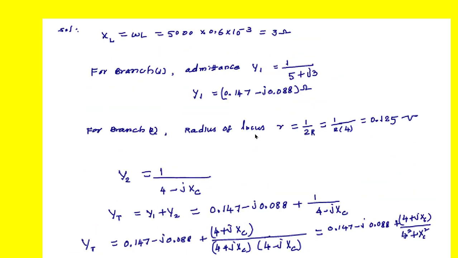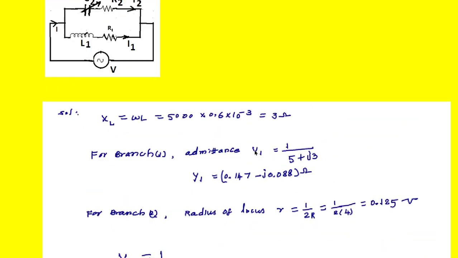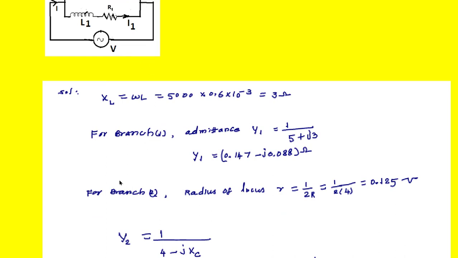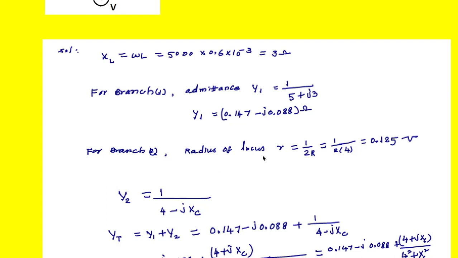Similarly, for the other branch, that is the capacitive branch, we assume that initially the capacitive reactance is 0. In that case, we get the radius for that locus as R is equal to 1 by 2R. The R value is given as 4 ohms, so R is equal to 1 by 2 into 4, that is we get 0.125 mhos.